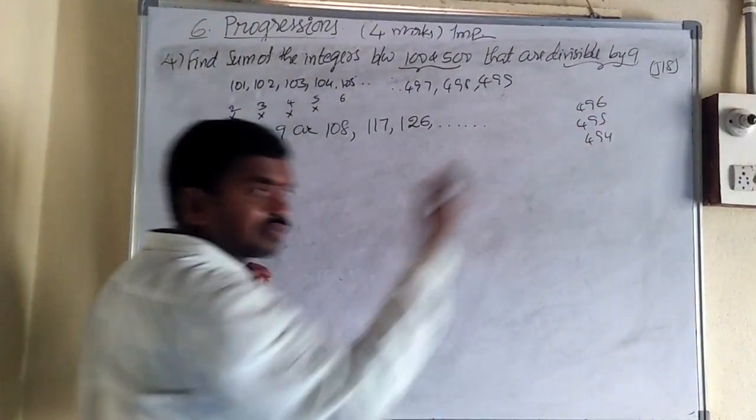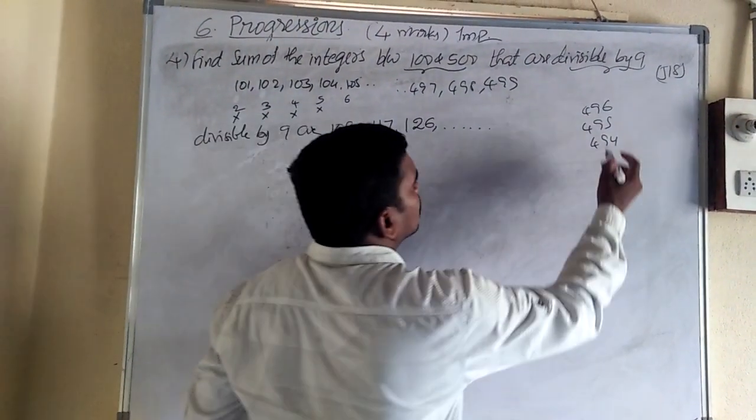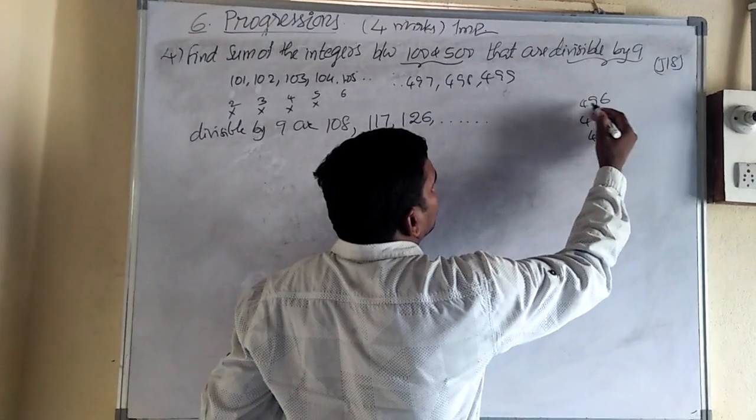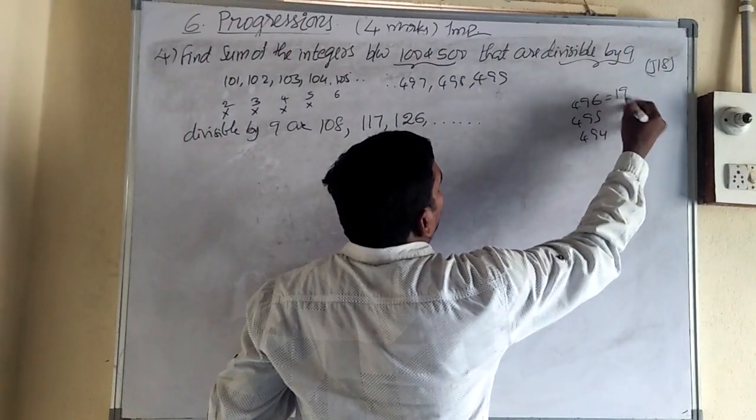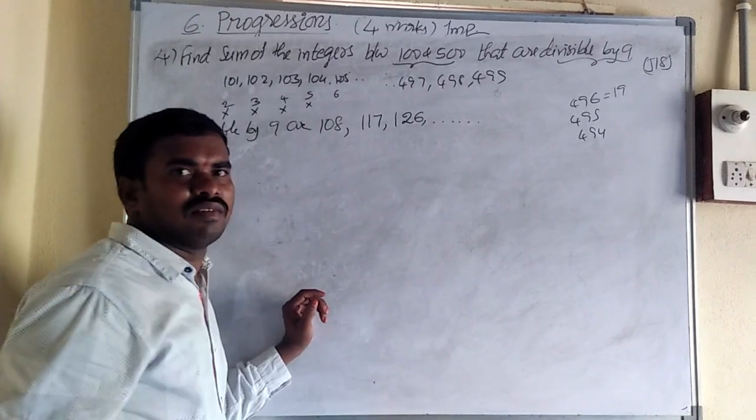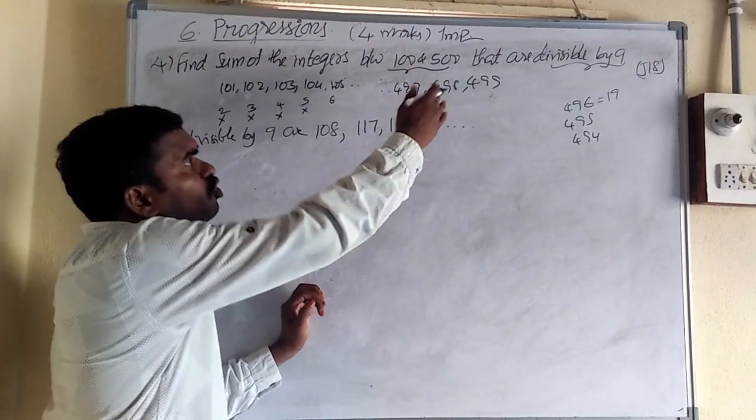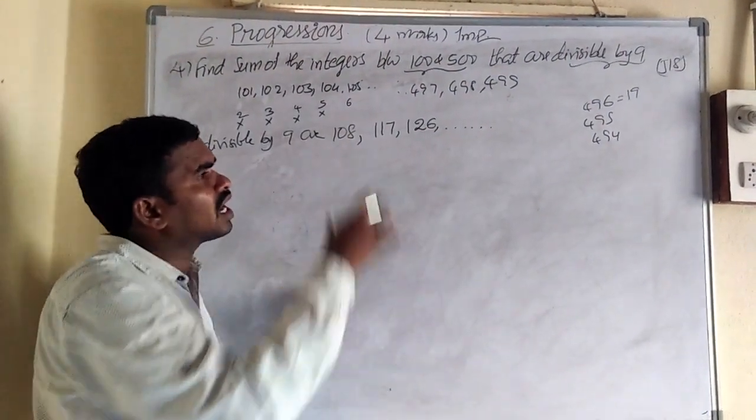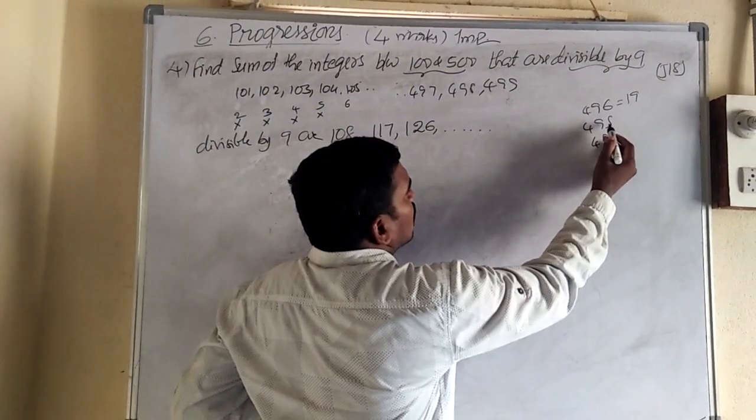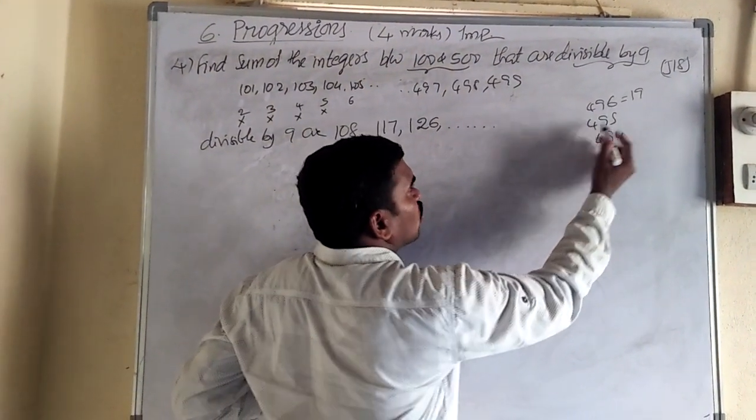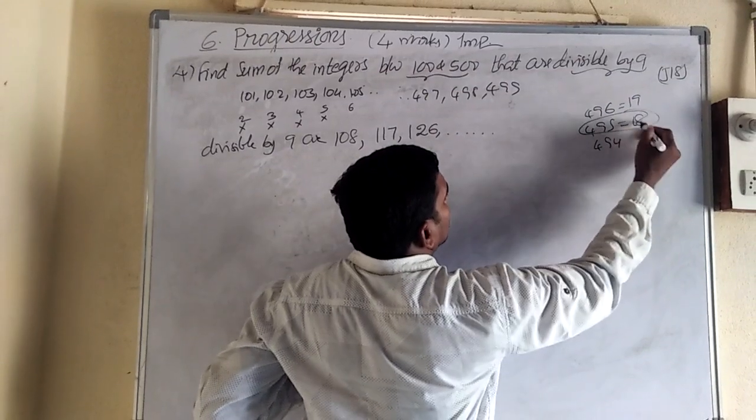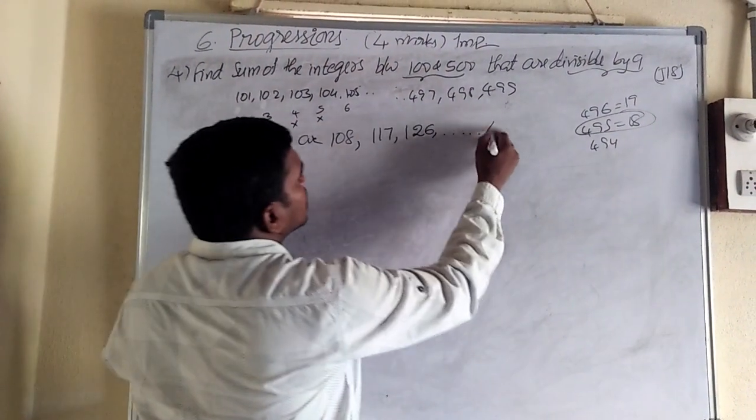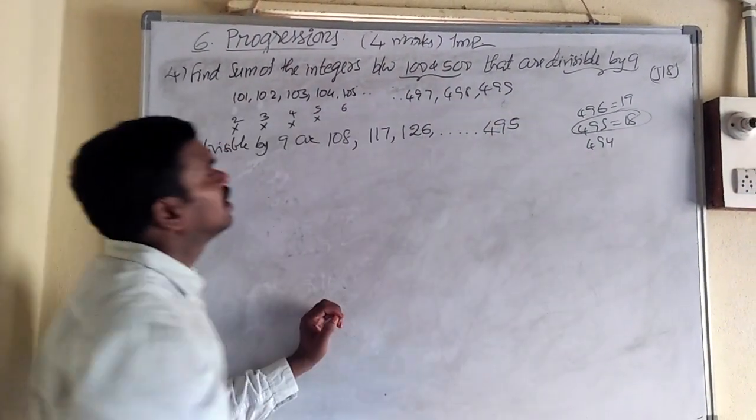Next, 496, 495, 494. I'm checking from the last. 6 plus 9, 15 plus 4, 19. Is it divisible by 9? Now I'm checking which number is divisible by 9. Next, 5 plus 9, 14 plus 4, 18. Yes, it comes in the 9 table. So the last number is 495.